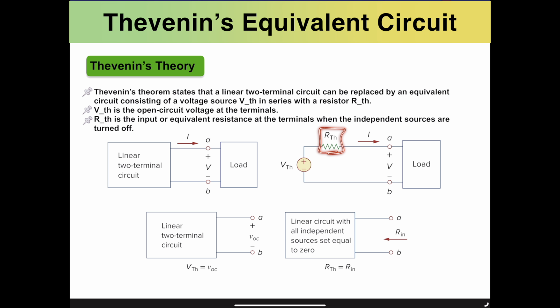However, for the equivalent resistance, we need to zero out all of the sources. The zeroing out of the sources is something that we discussed in the previous superposition video. And we just need to find the equivalent resistance seen from the terminals of interest.